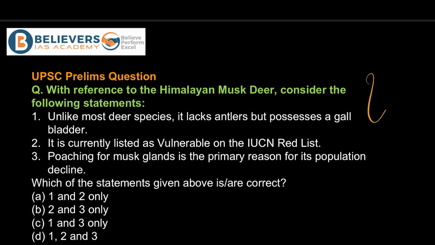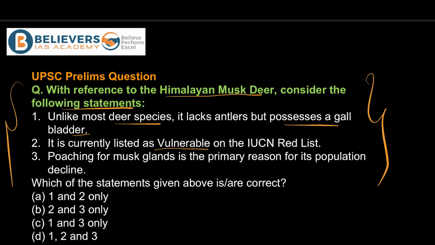And let's solve one prelims question in the end. With reference to the Himalayan musk deer, consider the following statements. Unlike most deer species, it lacks antlers but possesses a gallbladder. It is currently listed as vulnerable on the IUCN Red List. Poaching for musk glands is the primary reason for its population decline. Which of the statements given are correct?